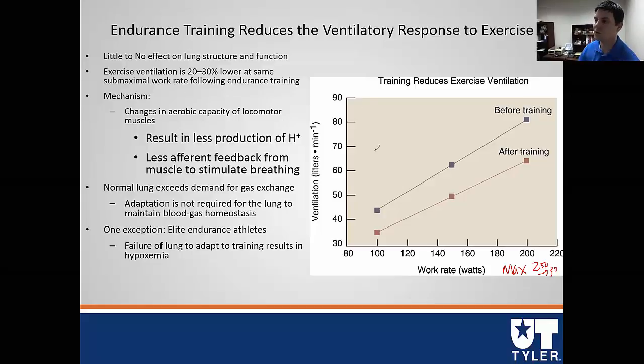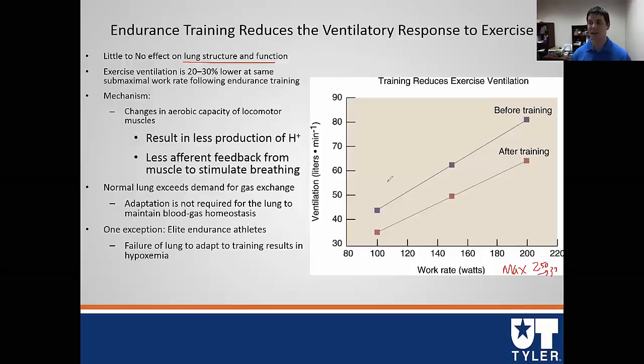One thing we can say, if we look at this curve, is that at given work rates after training, the ventilatory response, or the number of liters per minute of air breathed, is less after training than before. Indeed, it's about 20% less than before. However, we do know that little to no change in lung structure and function happens, right? The lung doesn't really adapt to exercise like most of the tissues that we talk about, which is kind of interesting. So then what's driving this?